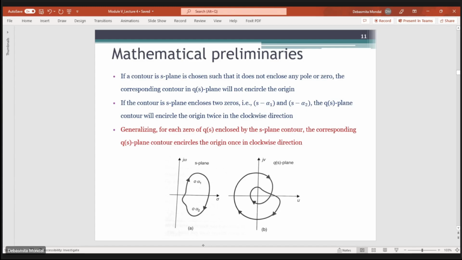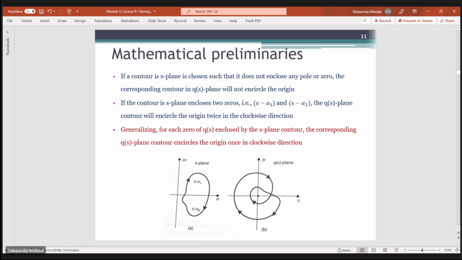Let's say it starts from somewhere here and goes like this. So this is one encirclement, and it moves on like this. So this is encirclement number 2. You see that the origin is encircled 2 times by the QS plane contour.